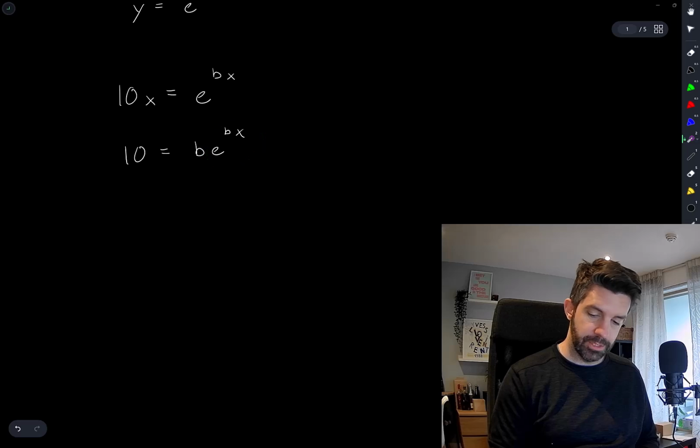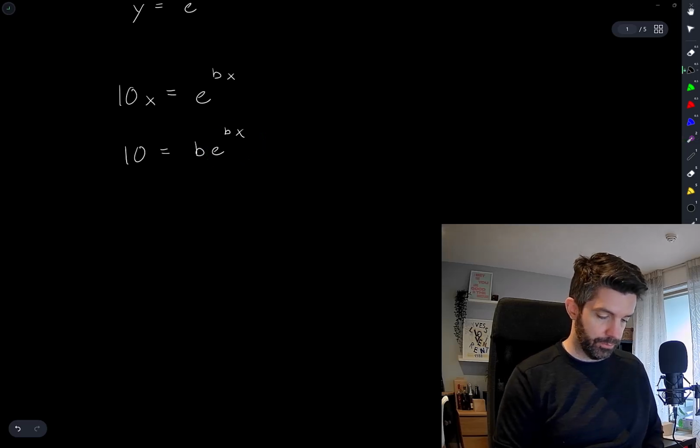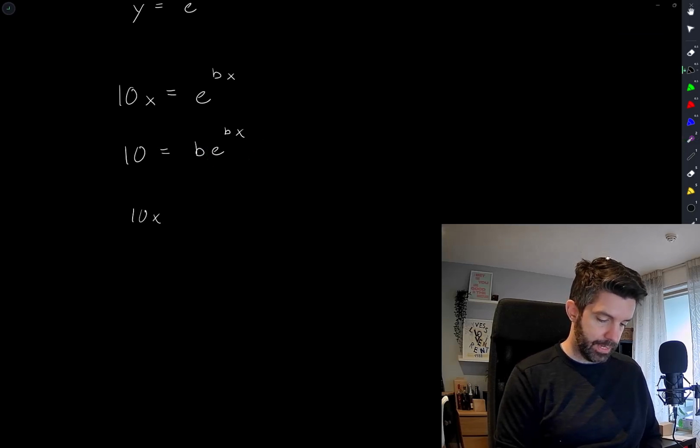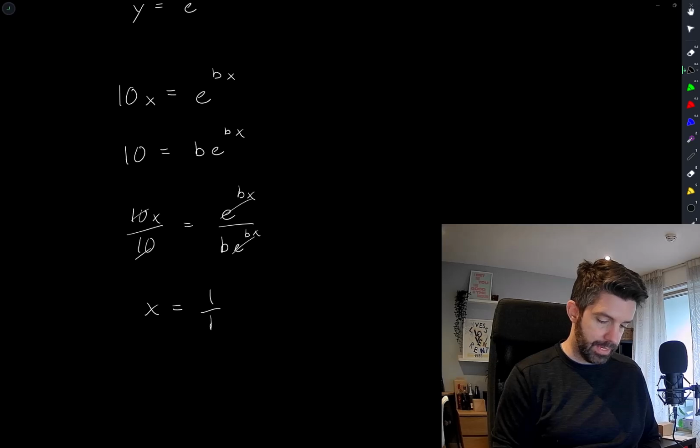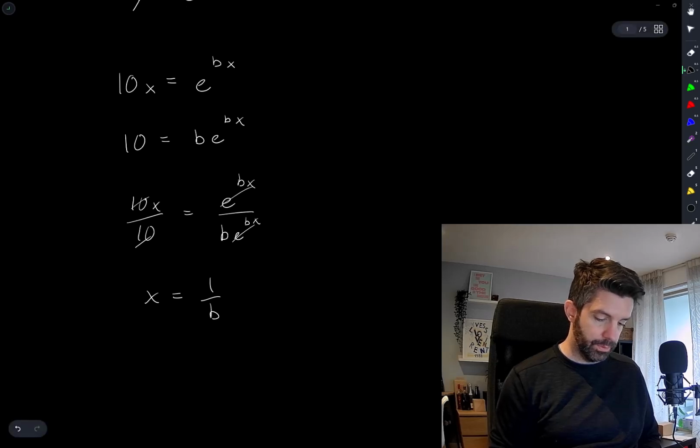then I'll get rid of those exponentials. So if I do that, I have 10x divided by 10 is equal to e to the bx over b e to the bx. So there's a bunch of cancellations there, and I have x is equal to 1 over b. This is the relationship I need between x and b for this to hold.